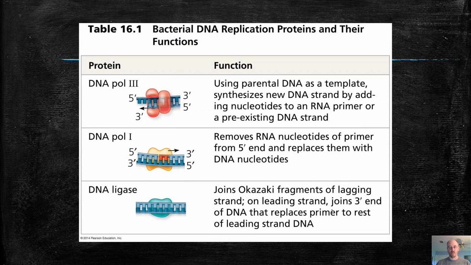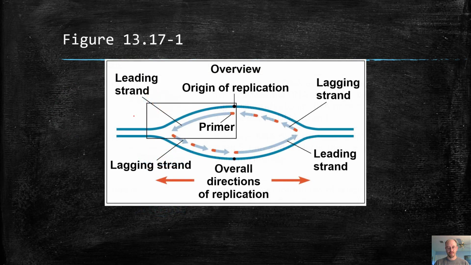There are other enzymes as well, including these two, which we can just call DNA polymerase. But there's DNA polymerase 3 and DNA polymerase 1. Those are some of the major molecules that make new pieces of DNA, and we'll talk about a few of those as we continue.